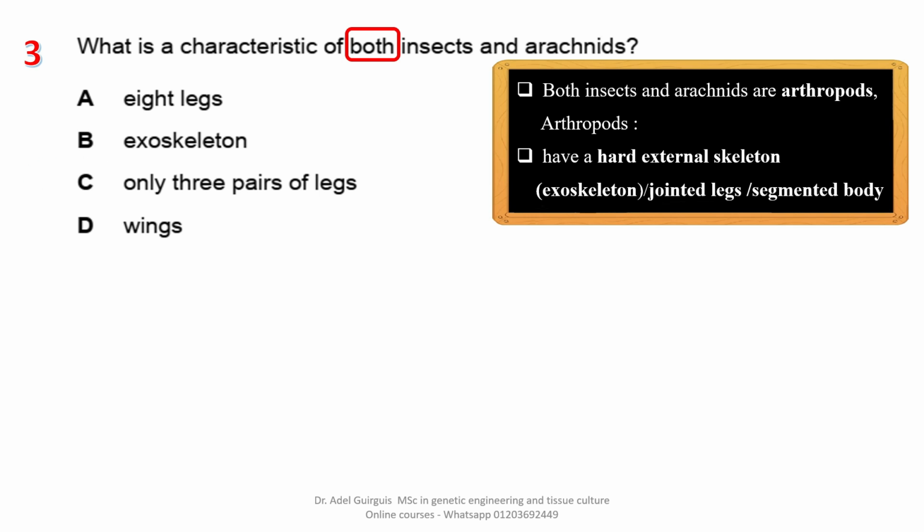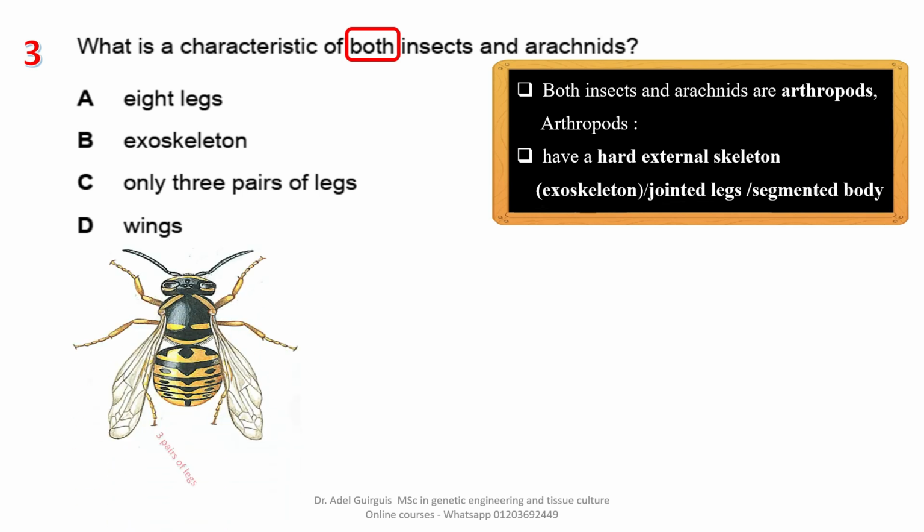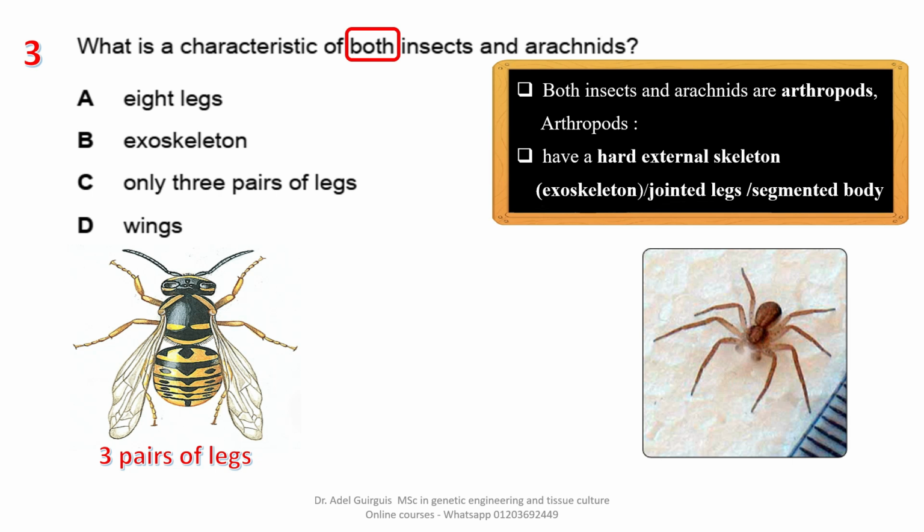But let's check and revise something. Look at this insect. It has 3 pairs of legs. What about this spider or arachnid? It has 8 legs or 4 pairs of jointed legs. They differ in number of legs and they differ in presence of wings. So the answer is B. Okay?